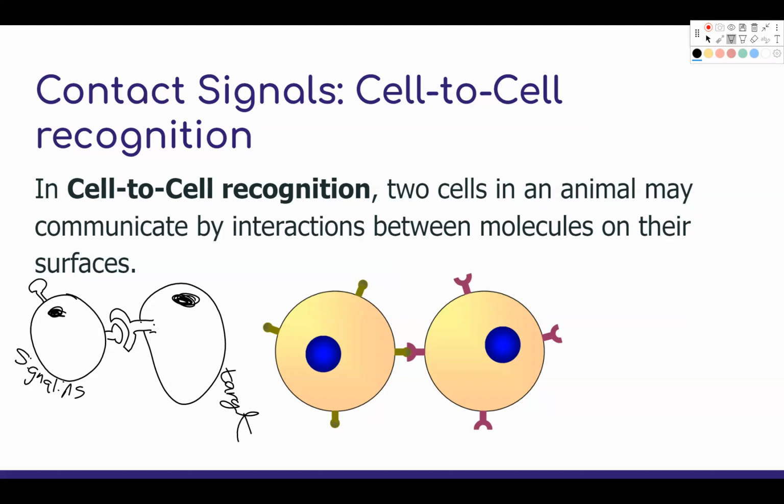So this is our second type of contact signals. These are signals that can be sent when one cell physically touches another cell. These cells have to be touching for this to happen, right? Same with the cell junctions, they have to be physically attached to one another in order to make this happen.